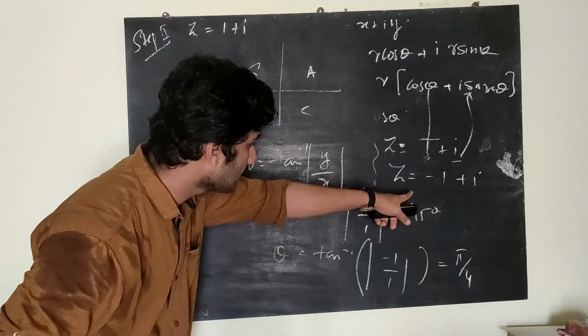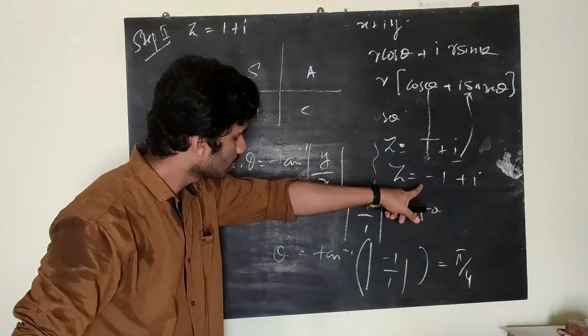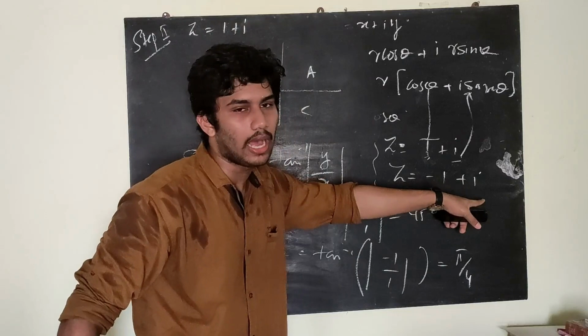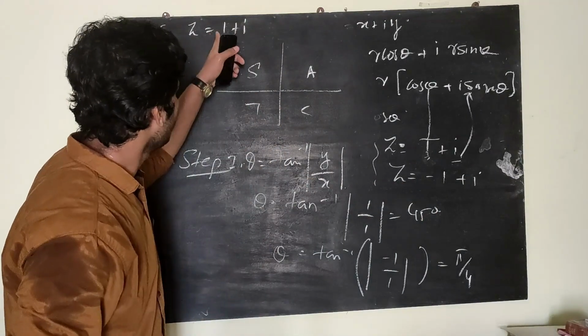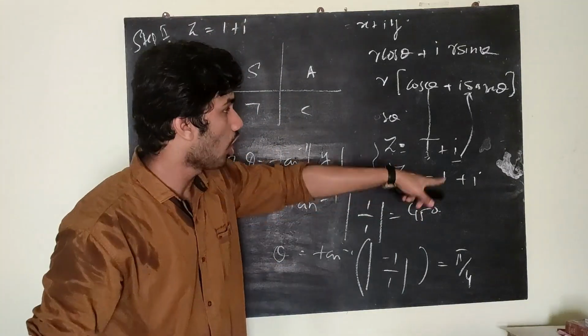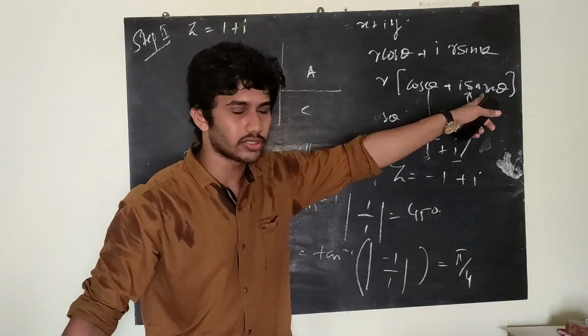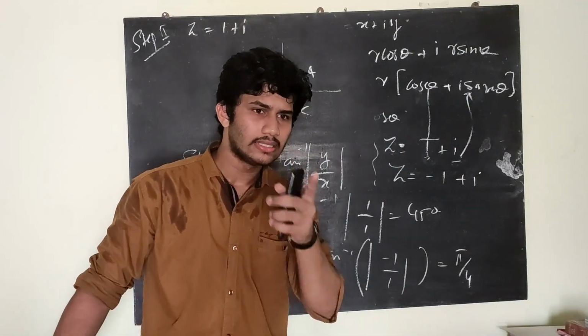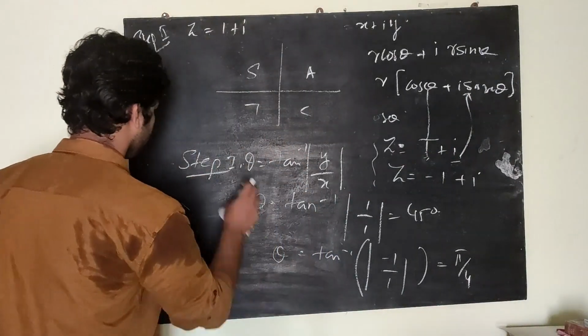And for the second case, let's take the second case also. It's minus 1 plus i. So it is minus 1 plus i means cos theta is negative but sin theta is positive. So it should lie in the second quadrant, right?